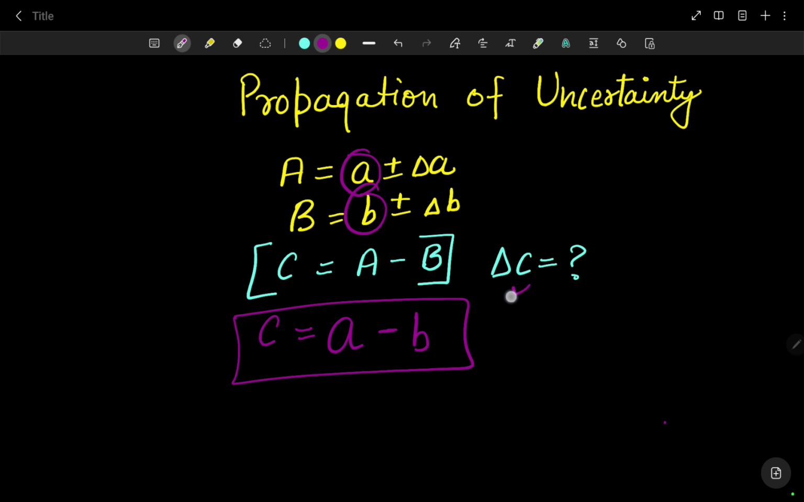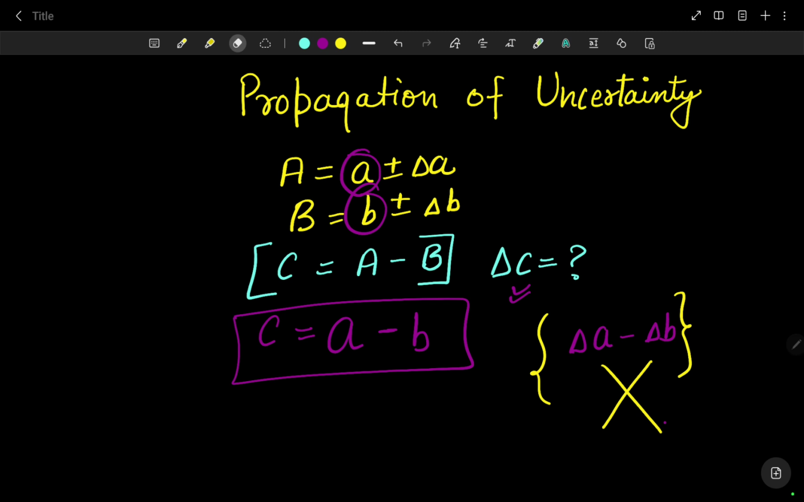Cool. Now what about delta C? How do we find out delta C? To find the uncertainty in C, do you think we do this, delta A minus delta B? No, no, no. We don't do that here. This will give you a wrong answer. Let us discuss this a little bit.